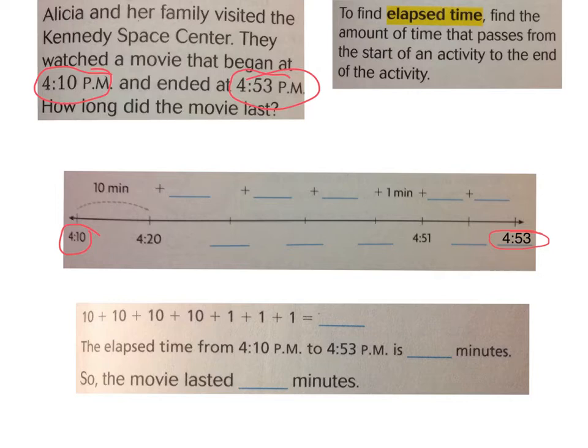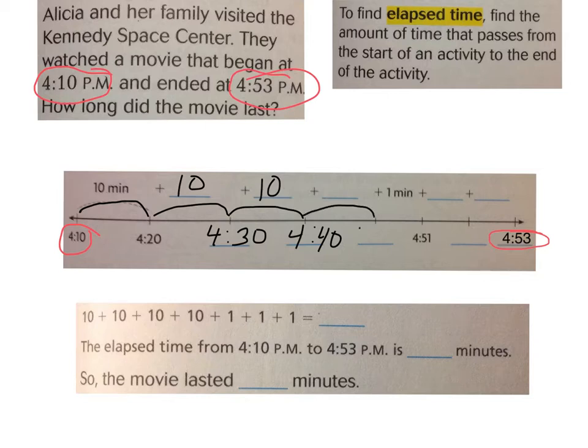Starting at 4:10, I know I can go to 4:20, and that is 10 minutes. From 4:20, I know I can jump to 4:30, and that's another 10 minutes. From 4:30, I can jump to 4:40. That's 10 minutes. From 4:40, I can jump to 4:50. That's 10 minutes. Now, I'm going to 4:53, so I can no longer jump 10 minutes.